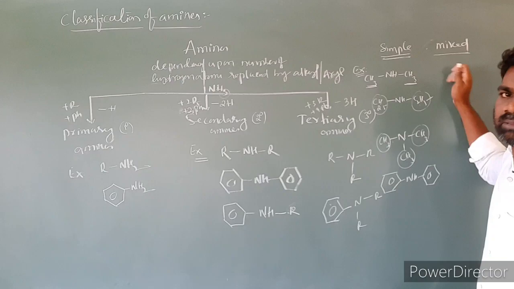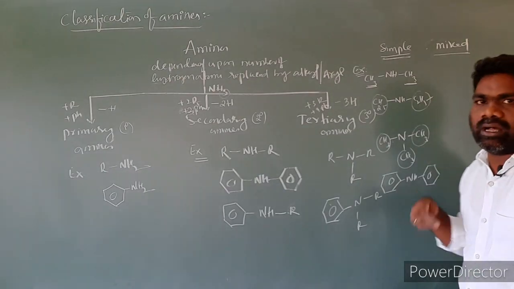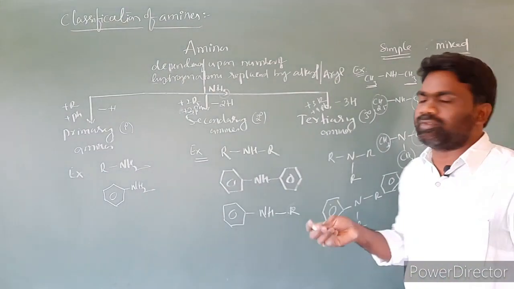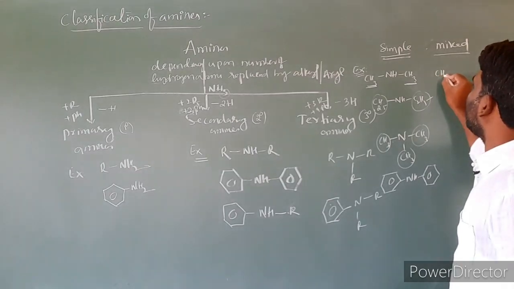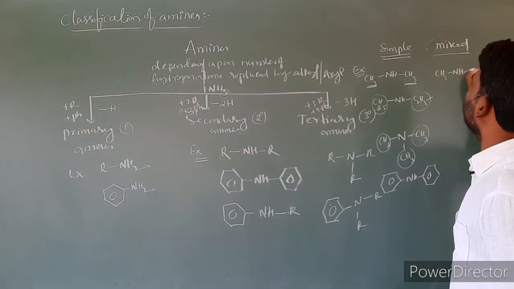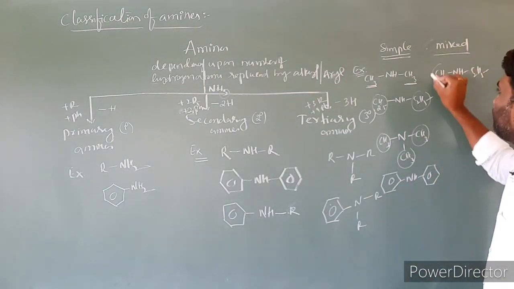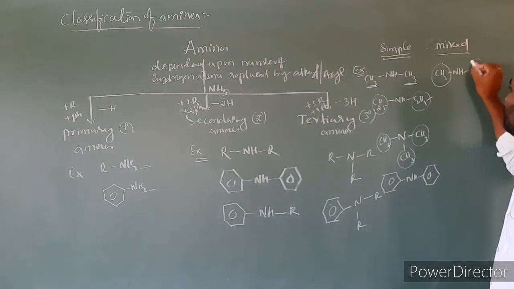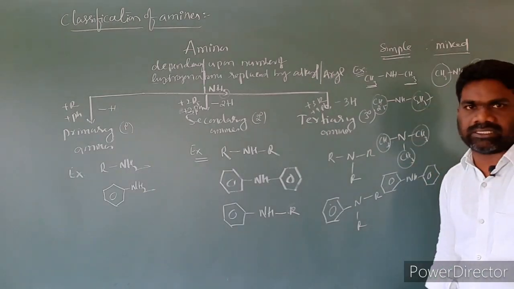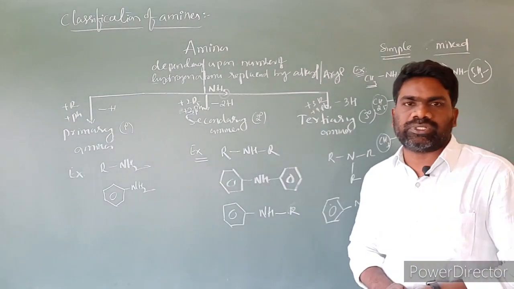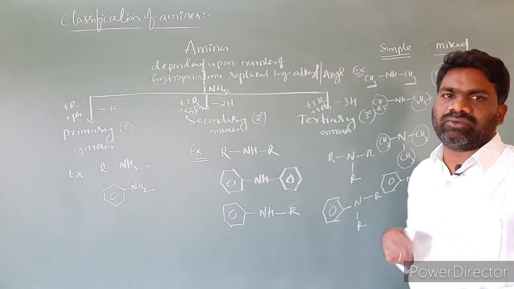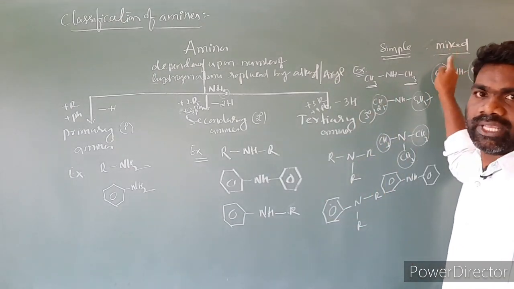Coming to the mixed amines. In the case of mixed amines, the alkyl groups attached to the nitrogen are different. Example, I'm taking CH3 NH C2H5. Look at this. One alkyl group is methyl, another alkyl group is ethyl. Both are different. If alkyl groups or aryl groups attached to the nitrogen in amines are different, they are mixed amines.